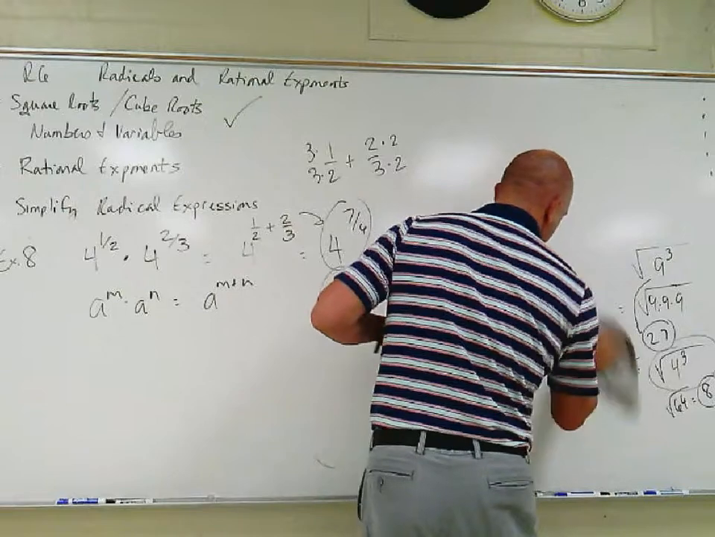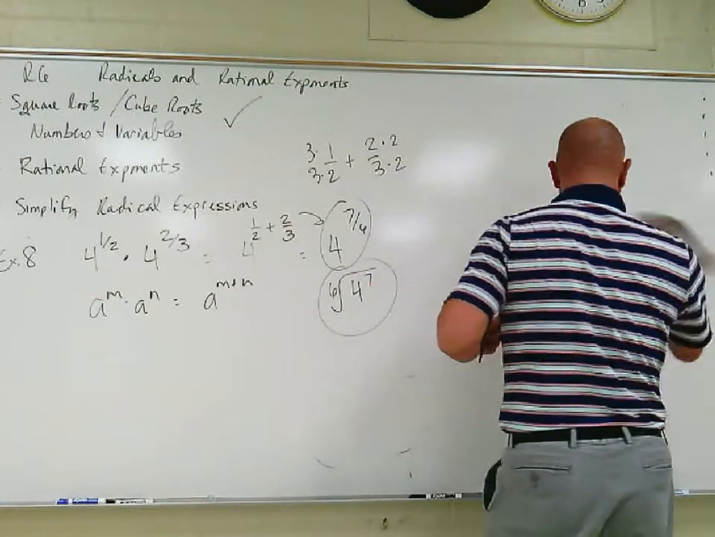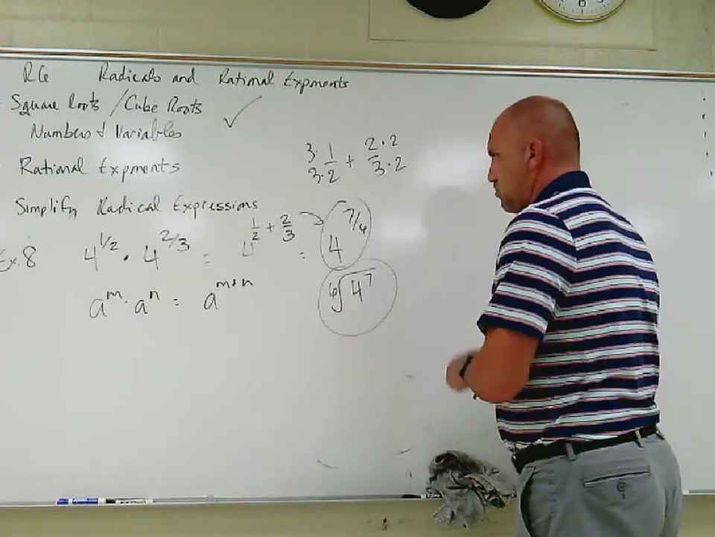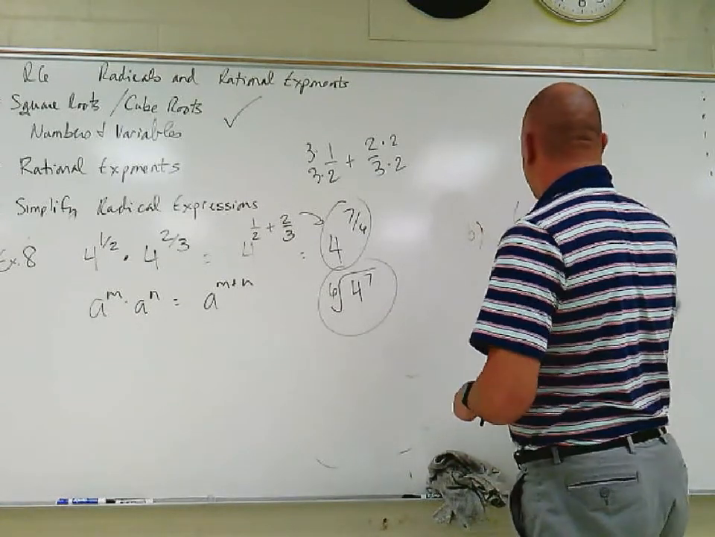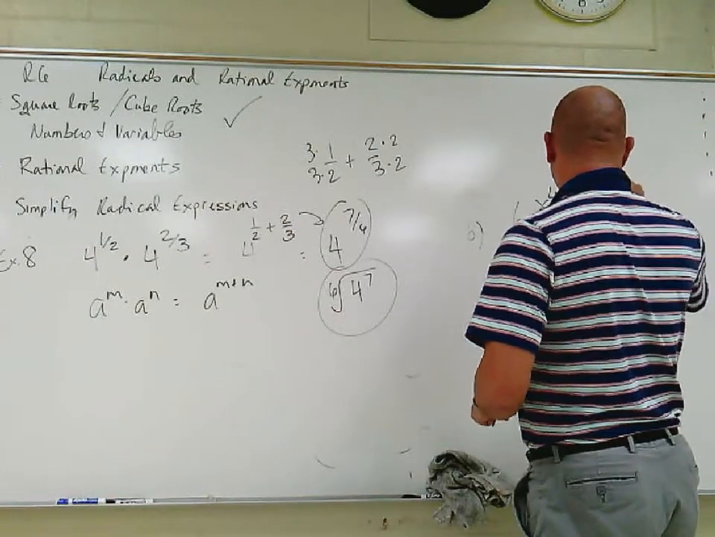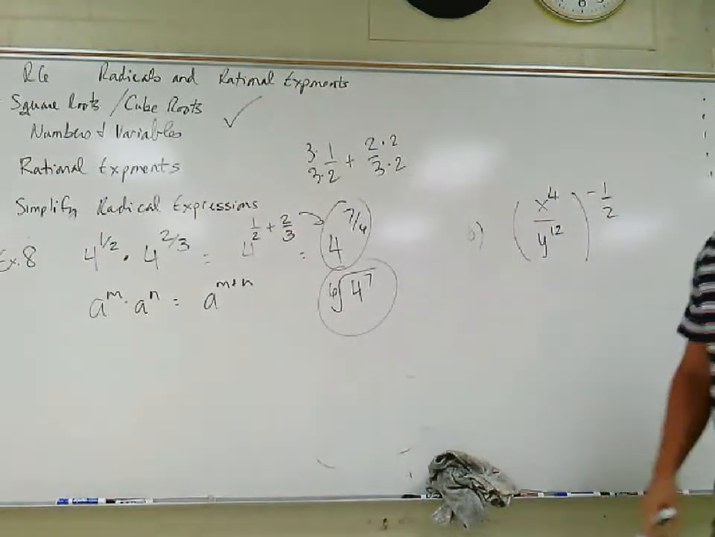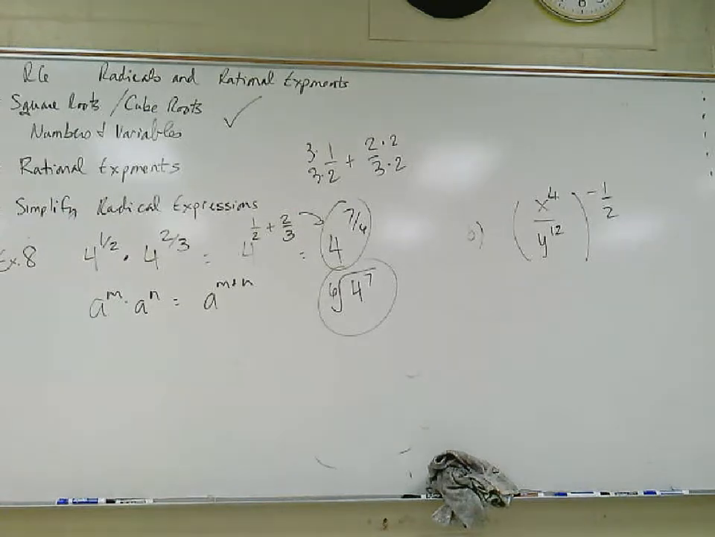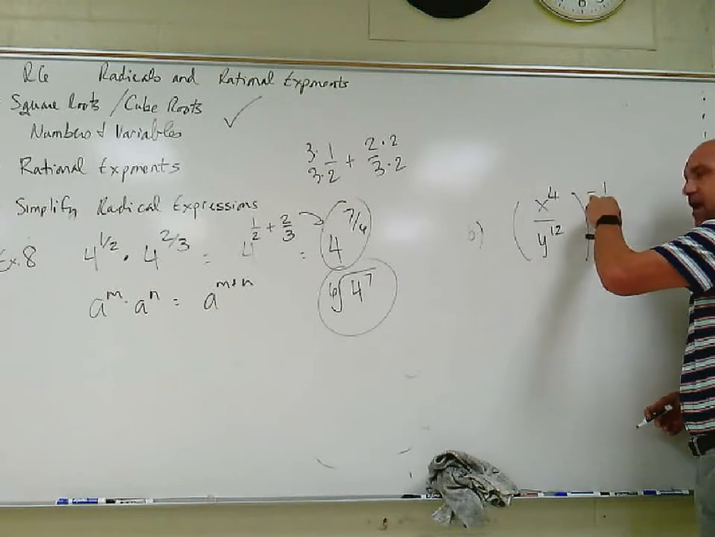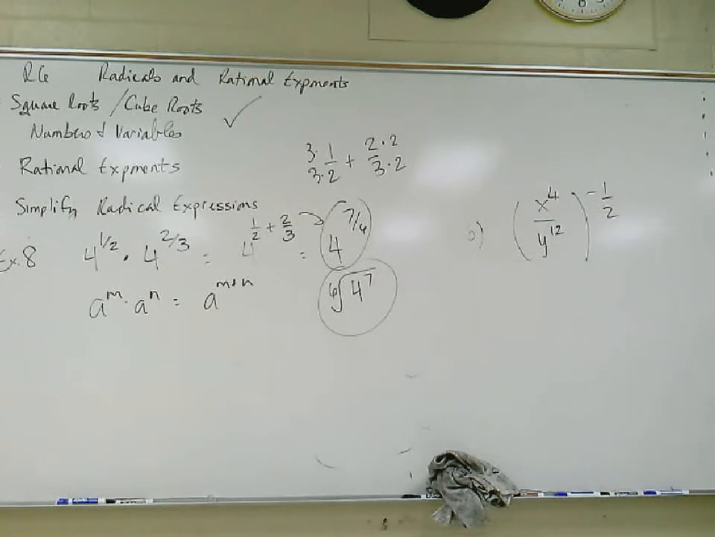What if I had this part B. What if I had x to the 4th over y to the 12th to the negative 1/2? You got to really dig down onto your rules. So I have a fraction, but I have this negative exponent. Always get rid of negative exponents first.